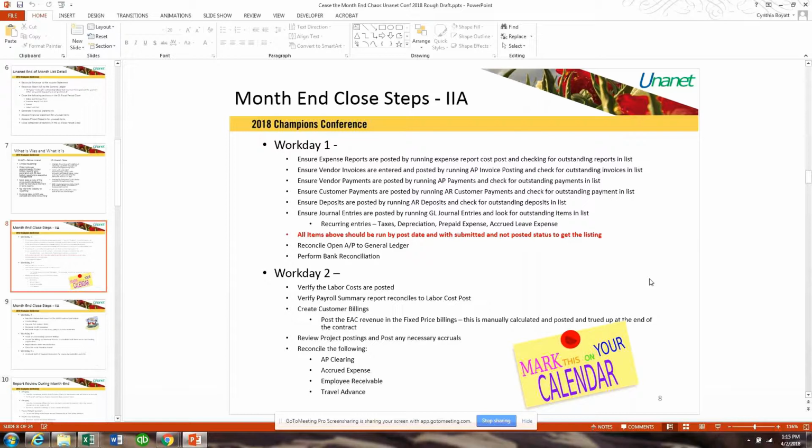We review our project postings to post any necessary accruals. This is where I was saying that we always have that one fixed price subcontractor that's going to take a little longer to get his invoice in than maybe we would like. And we reconcile the following accounts: our AP clearing account, our accrued expense account, our employee receivables, and our travel advance.